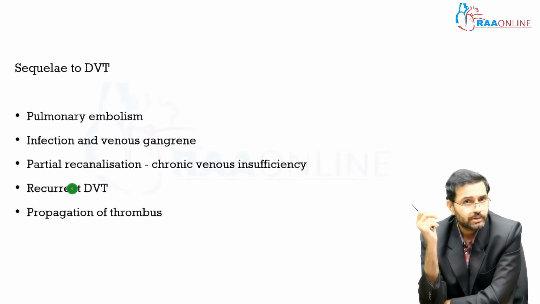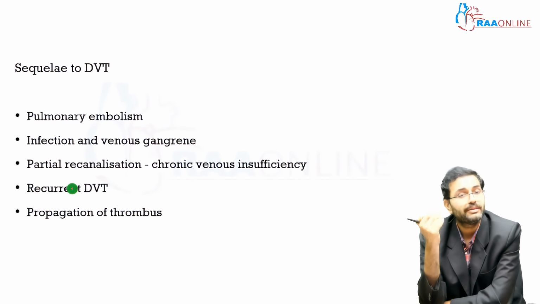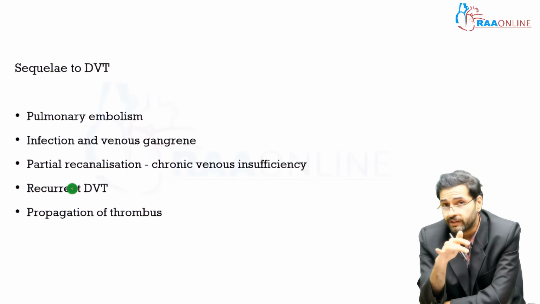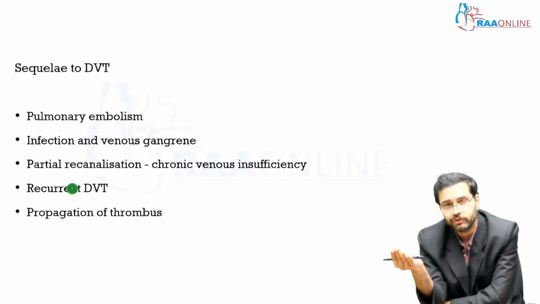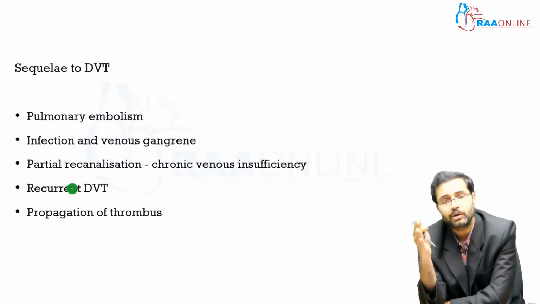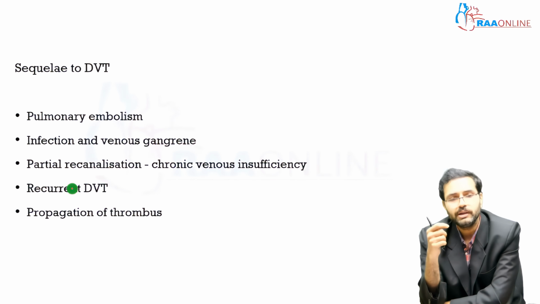So, what are the sequelae of a deep vein thrombosis? A common sequela of a deep vein thrombosis is pulmonary embolism. That can be seen in as high as around 10% of cases. Infection and venous gangrene can occur. Partial recanalization of the deep vein can occur, resulting in increased pressures within the superficial veins, causing chronic venous insufficiency. Recurrent DVT is a possibility. There can be a prolongation of the thrombus proximally.